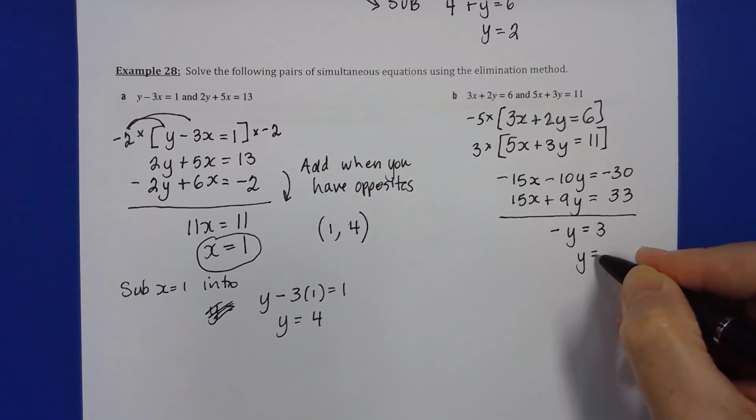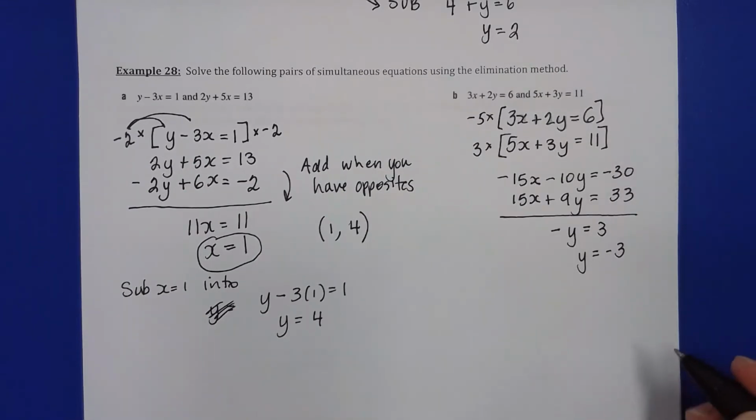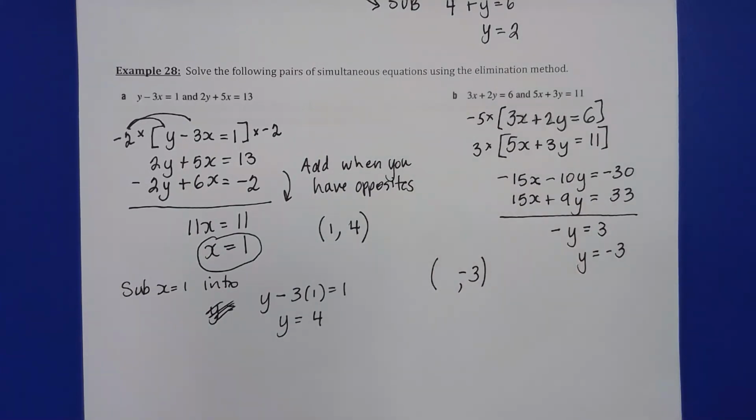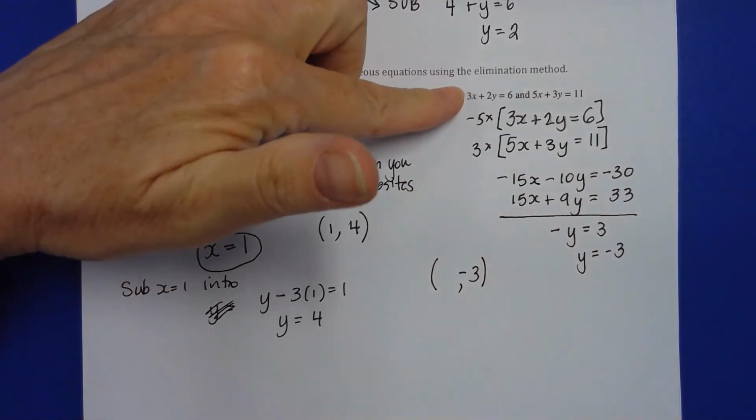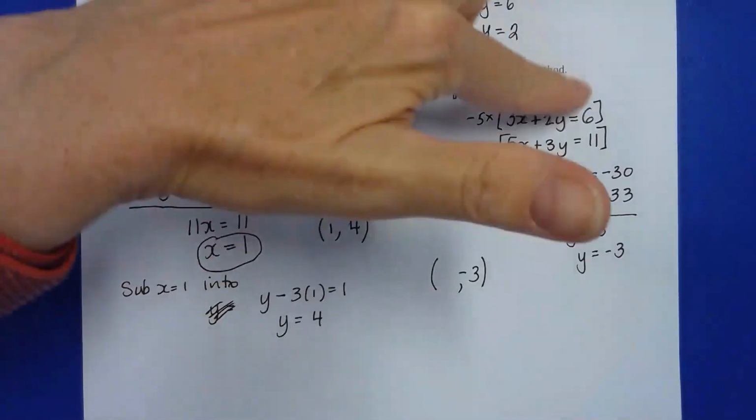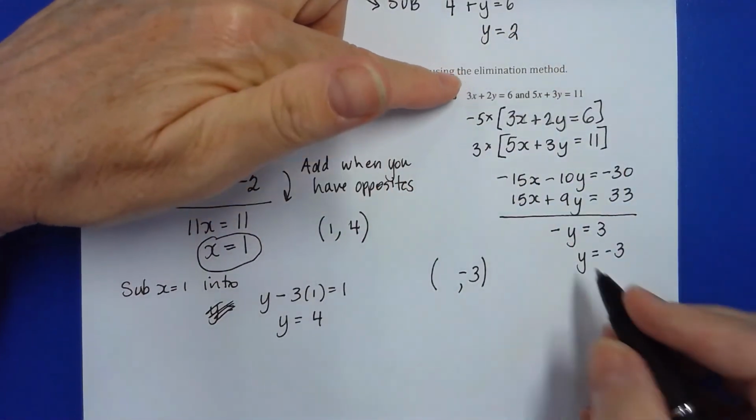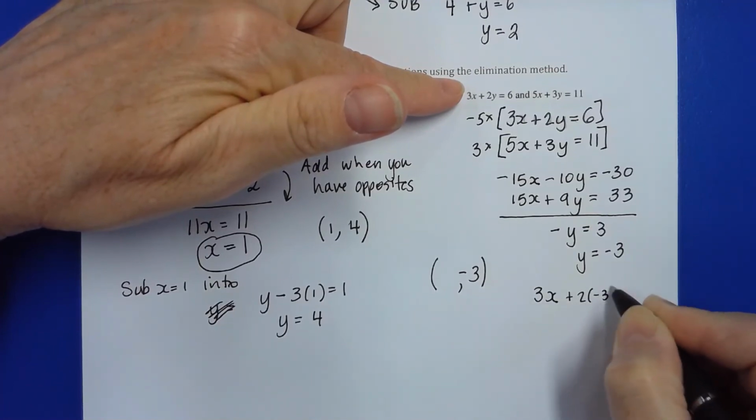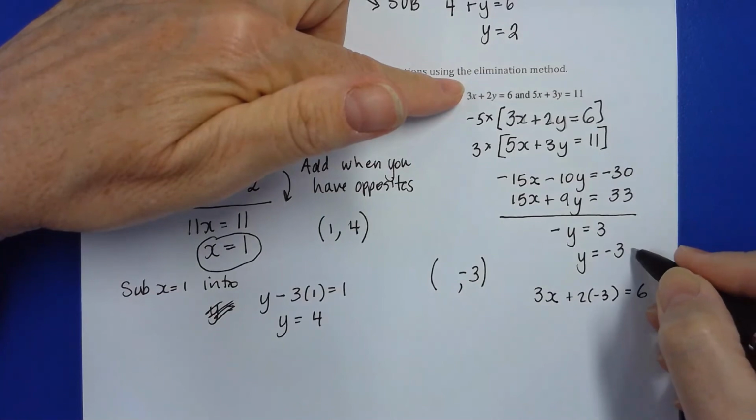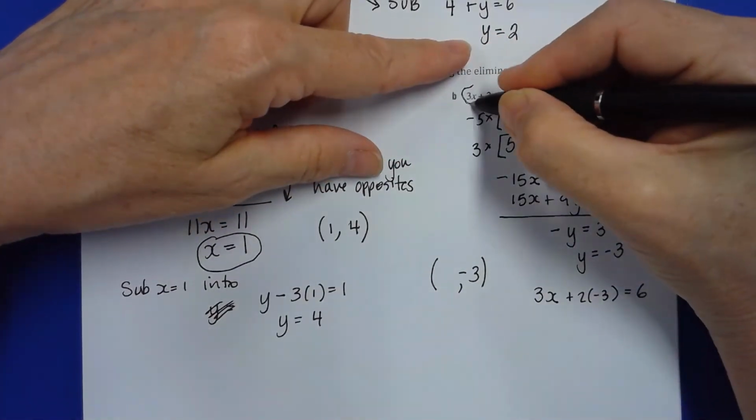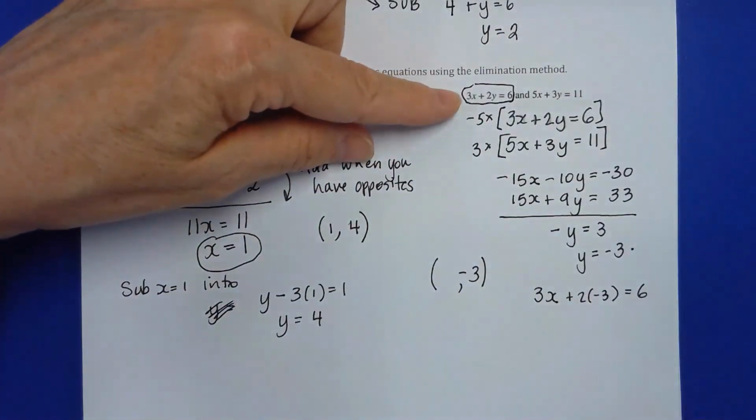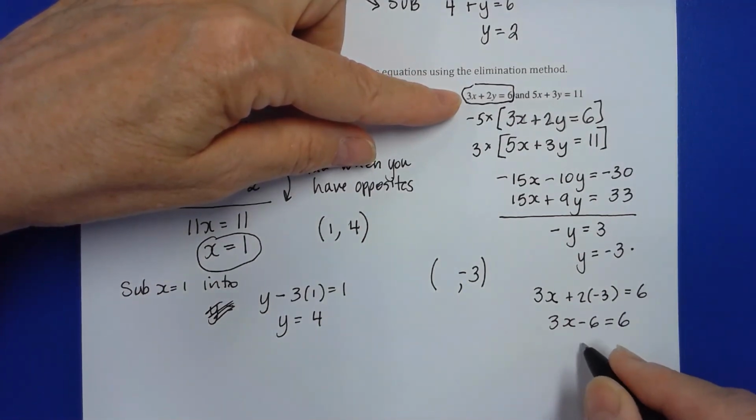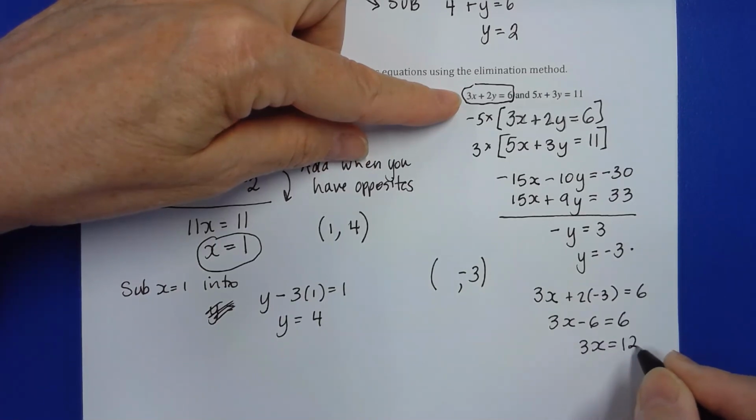So y is -3. So this time I have this part of the point, and I need to figure out the x. Now, I generally go back all the way up to the original and try to figure out one of these two. It really doesn't matter which one you pick. They're both going to be the same. 3x plus 2 times -3 equals 6. So I substituted this one into the first equation, and I get 3x minus 6 equals 6, or 3x equals 12, or x equals 4.